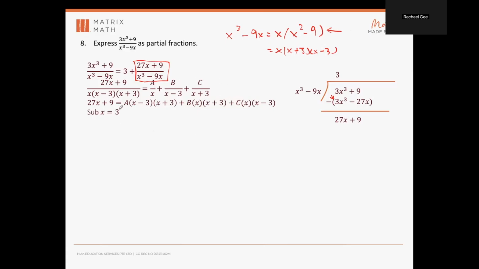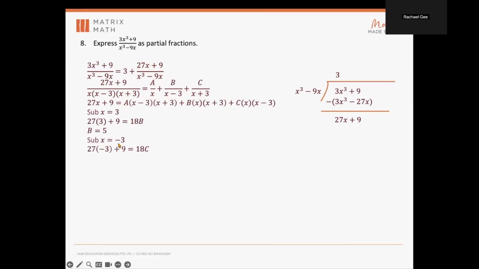So sub x equals 3, this will be gone, this will be gone, you're only left with B. B is equal to 5. Next, you sub in x equals -3, and you'll get rid of your A and your B. When you sub in -3 here, this will be -3 times -6, which will become positive 18. Then C is -4.